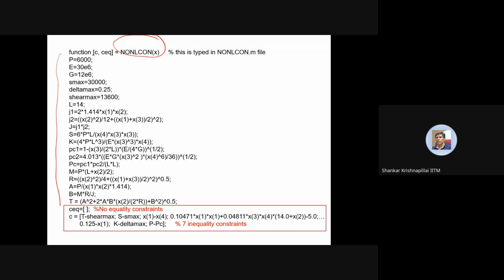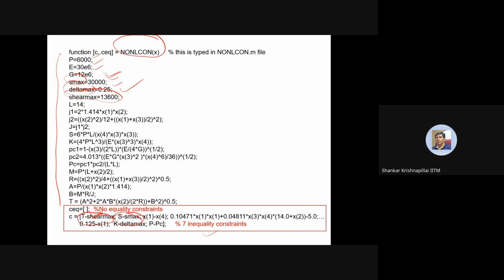So this is the value of force, Young's modulus, G. Tau max is the maximum shear stress. Sigma max is the maximum normal stress. Delta max is the maximum tip deflection. Then maximum shear stress. So 7 constraints are there, it seems. 7 inequality constraints. This is the first inequality constraint, that is tau minus tau max, and that should be less than or equal to 0.